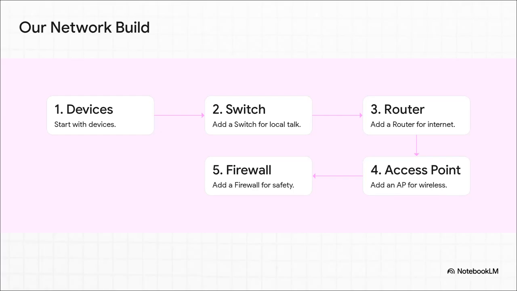So let's just run through the build one more time. We started with our devices, right? The houses. Then we connected them all locally with a switch, which gave us our neighborhood roads. Then we connected our neighborhood to the rest of the world with the router, our highway on-ramp. We added an access point for wireless, our airport. And finally, we wrapped the entire thing in a layer of security with a firewall. Each piece solves a problem and builds right on top of the last one.